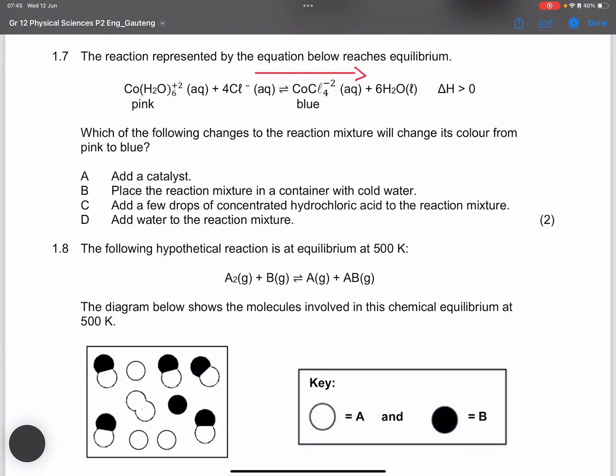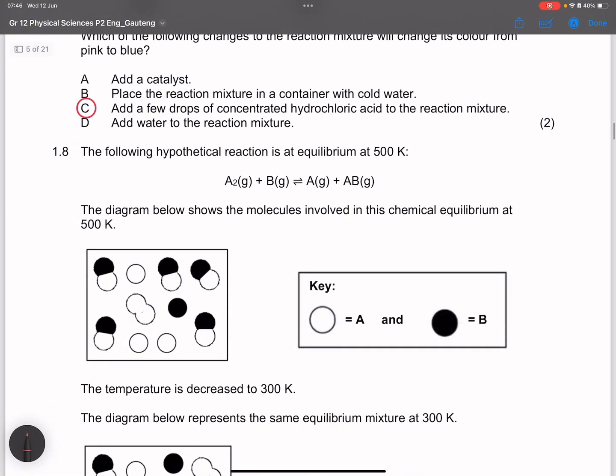So they say add a few drops of concentrated hydrochloric acid to the mixture. Now notice hydrochloric acid breaks down into these two ions. We've got the common ion effect in that it has the chloride ion in it. So definitely if we increase the concentration of our chloride ions, we will favor the forward reaction. And so that means it will turn from pink to blue. So definitely my answer there is C. And they say finally add water. Of course, that's not going to have an effect since we are looking at a liquid over there.